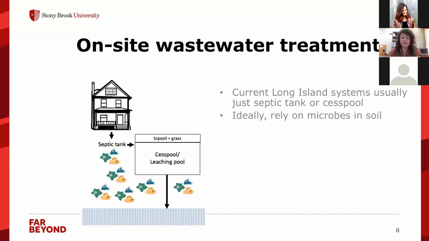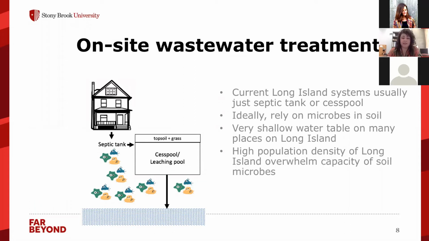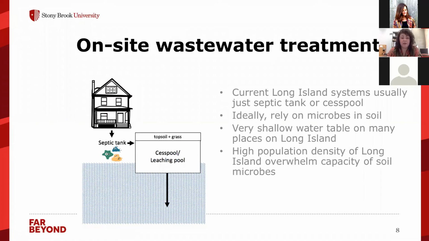So these systems ideally are for places with a very deep groundwater table and with a very low population density. So the nitrifiers and denitrifiers can actually convert those biologically available nitrogen species in the wastewater to biologically unavailable nitrogen gas. But that's really not the case on Long Island. We have a very shallow groundwater in some places and a very high population density. So this actually can overwhelm and has overwhelmed the capacity of these soil microbes. And in some places, you get a situation like this, where your cesspool is actually in the groundwater table, which is the sole source of drinking water on Long Island.